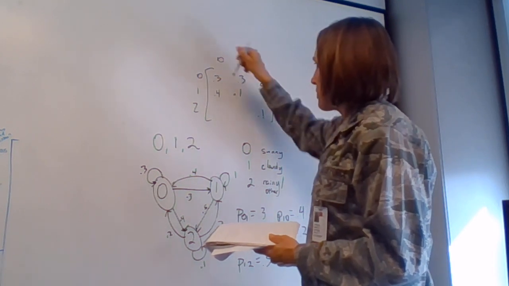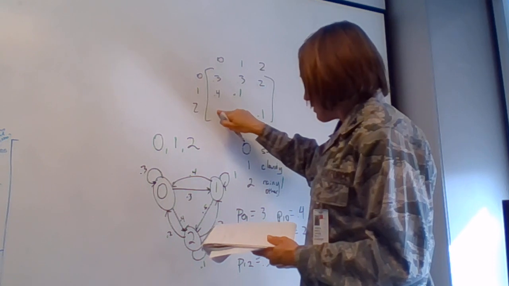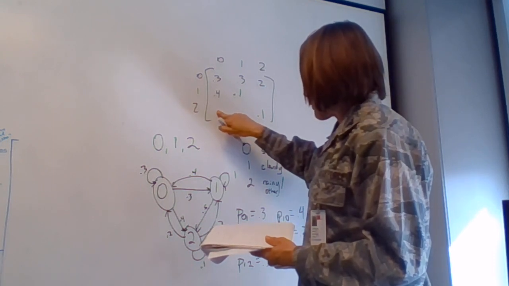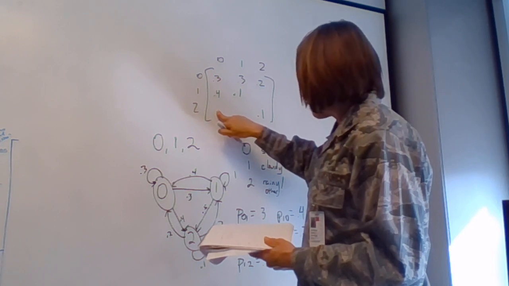Let's see, the columns should add up to 1. So we have a 0.3, a 0.3, so that going from 2 to 0 should occur with, what, 0.3 as well? And that one says 0.2.